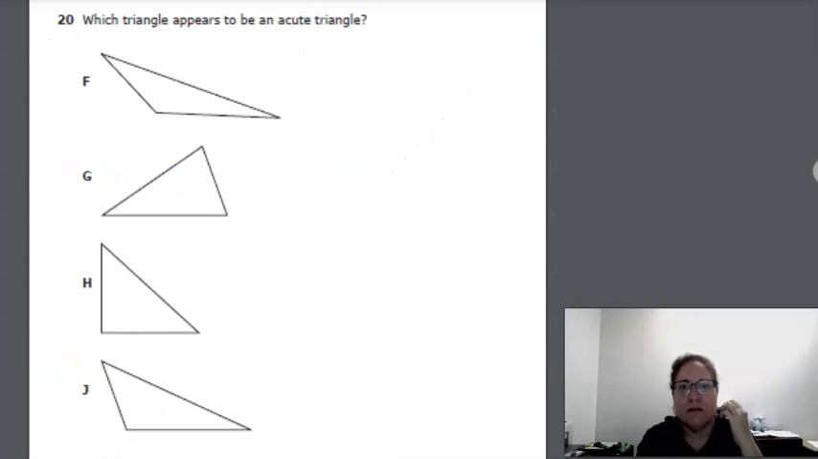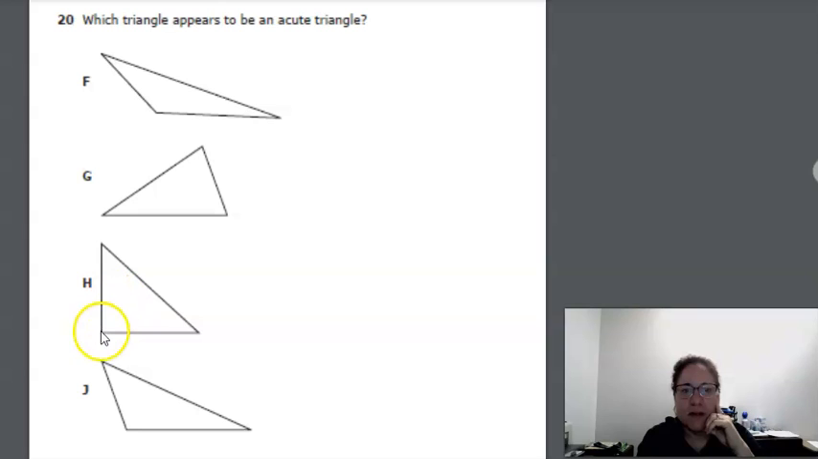Okay, which triangle appears to be an acute triangle? An acute triangle, well, we're looking for angles that are less than 90 degrees, smaller than a right angle. Letter F has an obtuse angle right here that's larger than a square corner, right? So it's not F. G, yes, G is our answer. Those are all less than 90-degree angles, so that makes it an acute triangle.